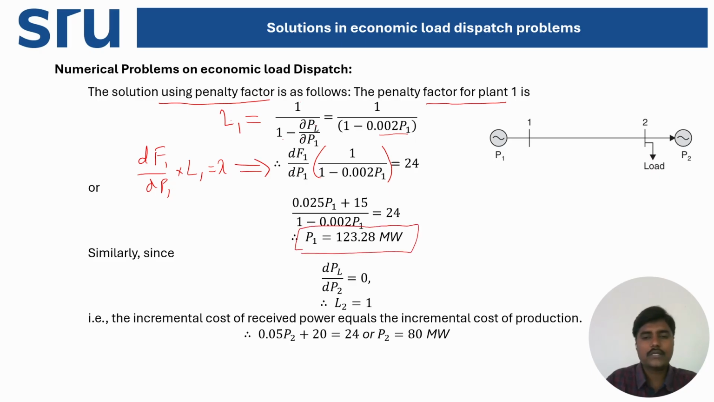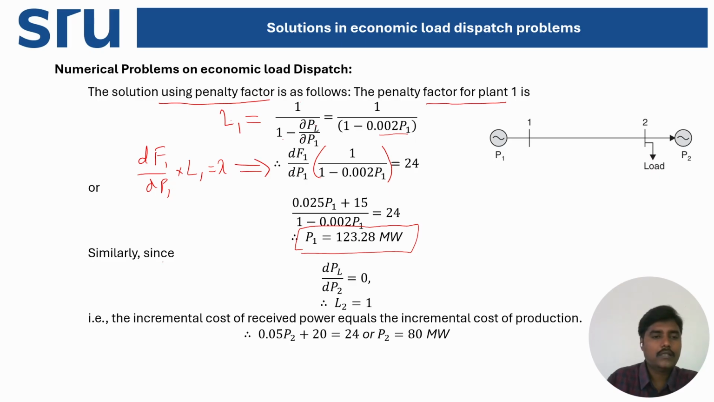So that's what I mentioned at the beginning. Actually speaking, there is not much difference between the coordination equation approach and penalty factor method. So both are the same. The only difference is how you are proceeding, how you are representing that particular equation is a little different. Other than that, the values and everything will be the same.